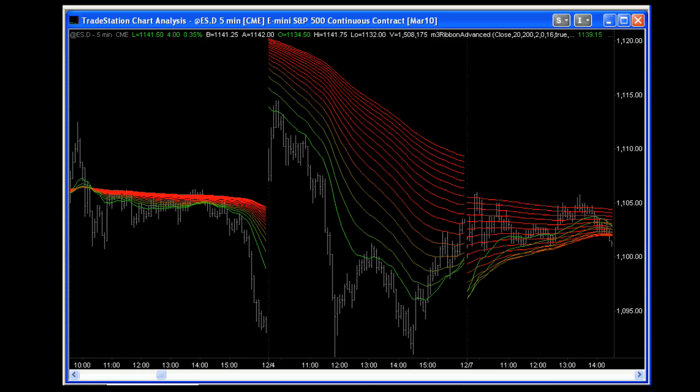What we're looking at here is the M3 ribbon. I'm going to go through installing it and configuring it as we progress and try to make this as succinct as possible. So I want to give you an introduction to what this thing does.